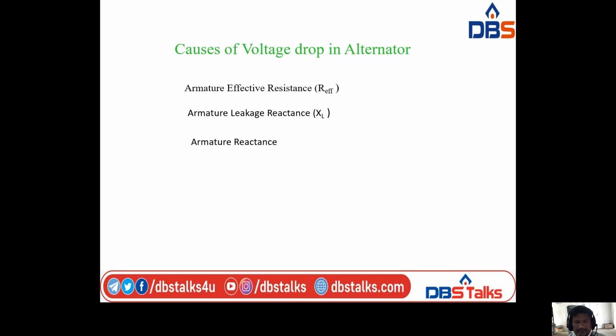So generally the causes of voltage drop in an alternator are mainly the armature resistance, the leakage reactance and the armature reactance. The effective armature resistance RA, the effective armature leakage reactance XL, and the armature reactance XA. Because of these three factors, the voltage may be reduced in the alternator.